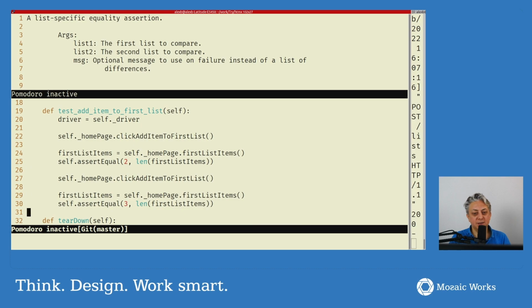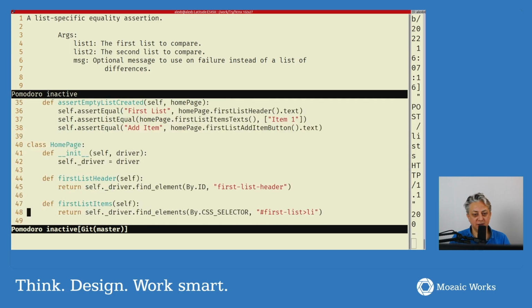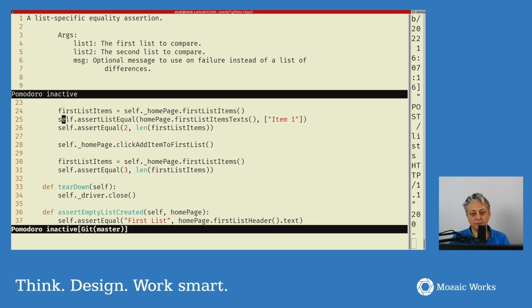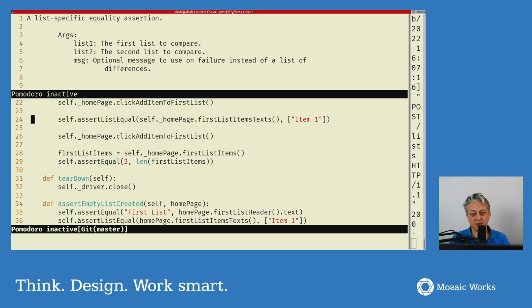All right. So now what I was saying is that we can use the same pattern as in assert empty list created, where we have assert list equal this. Blah, blah, blah. And this becomes self.homepage. And we replace this with this. And this becomes, I guess, item 1 and new item, I think.